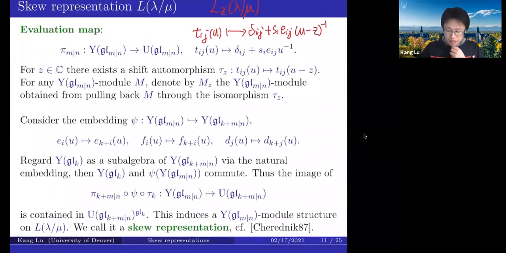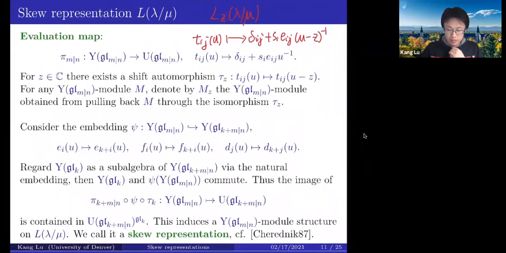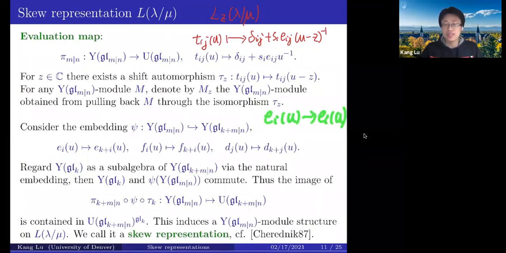Now let us discuss the Yangian module structure here. So first we have this embedding of the Yangian using the Drinfeld generators. So again, we have to shift the indices. And we also regard the Yangian corresponding to this algebra as a subalgebra, using the later embedding, which means E_i(u) goes to E_i(u) and so on. This is just a later embedding.